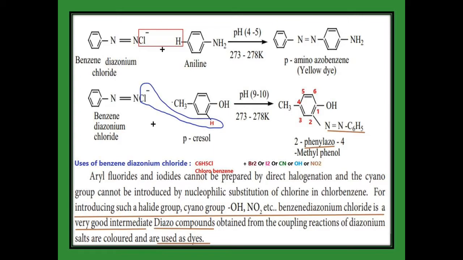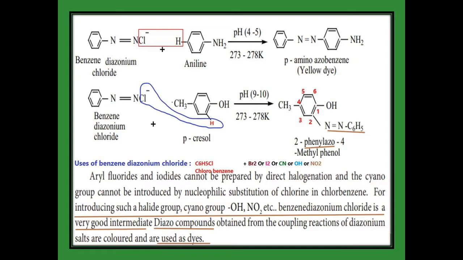Now we are going to see the uses of benzene diazonium chloride. When chlorobenzene is directly reacted with bromine, the chlorine is never replaced, so we never get bromobenzene by direct combination of chlorobenzene and bromine. In the same way, direct combination of chlorobenzene with iodine, cyanide, OH and NO2 never replaces the chlorine. So we use benzene diazonium chloride to get bromobenzene, iodobenzene, cyanobenzene, phenol and nitrobenzene.